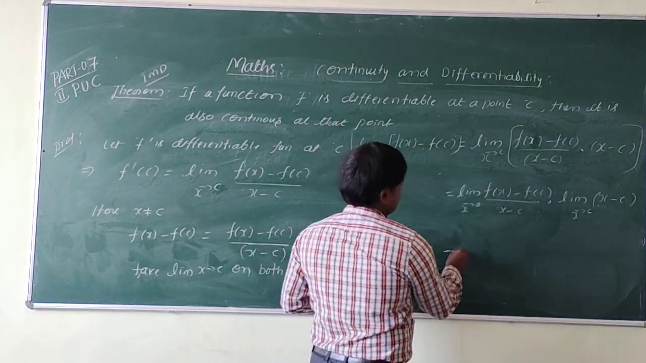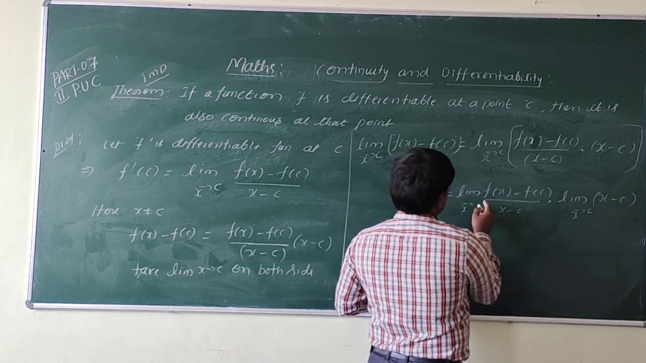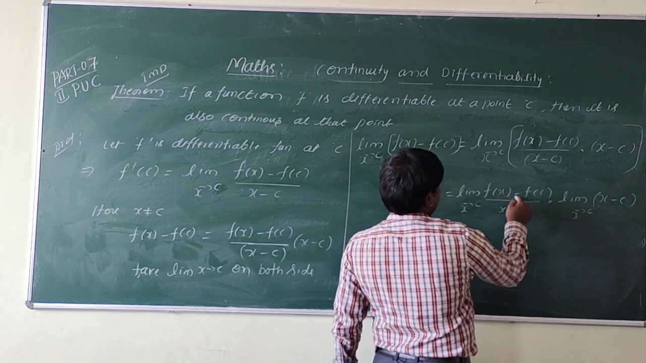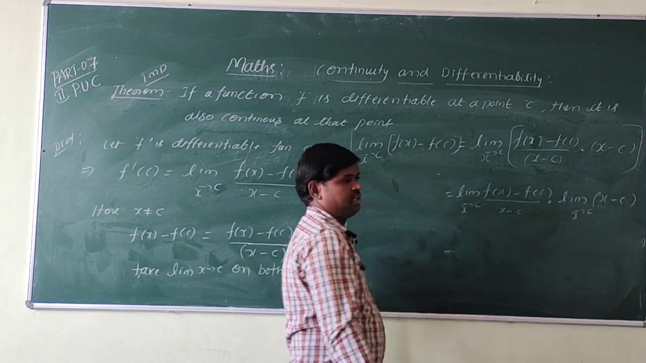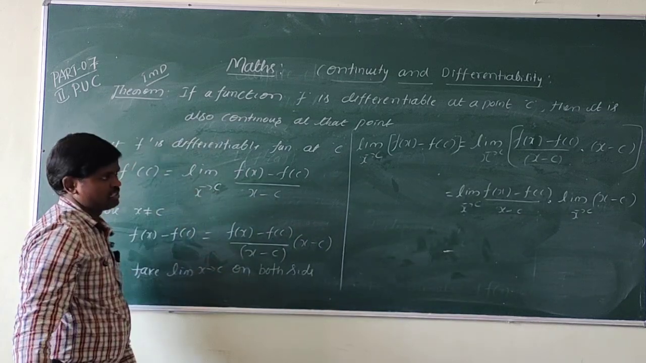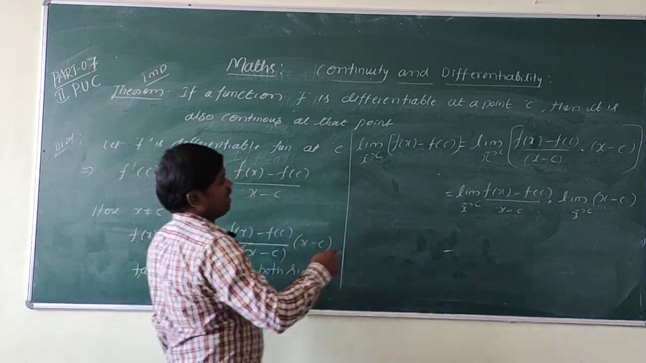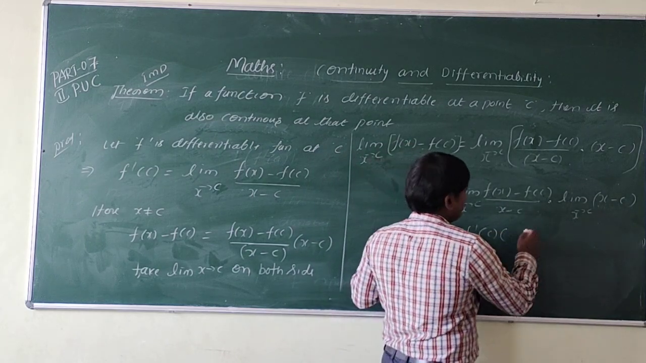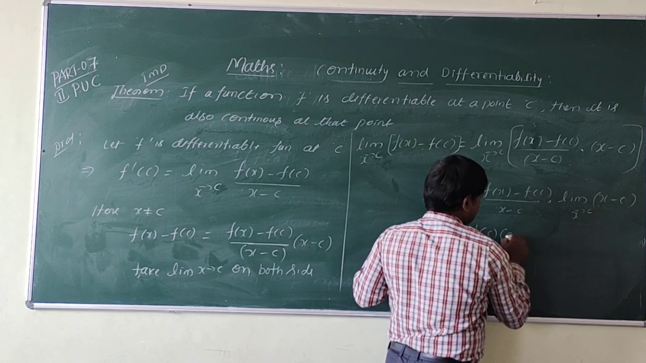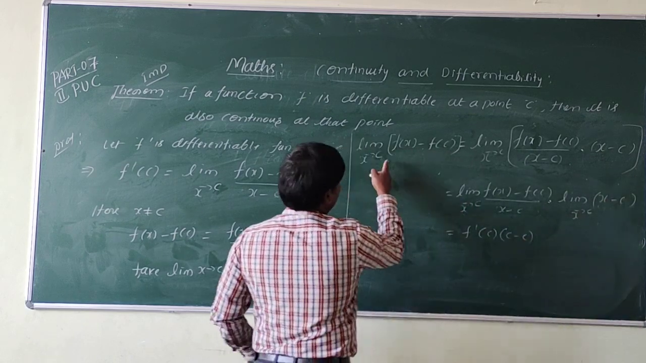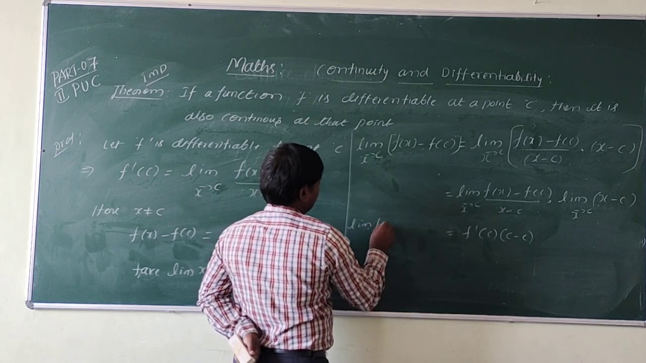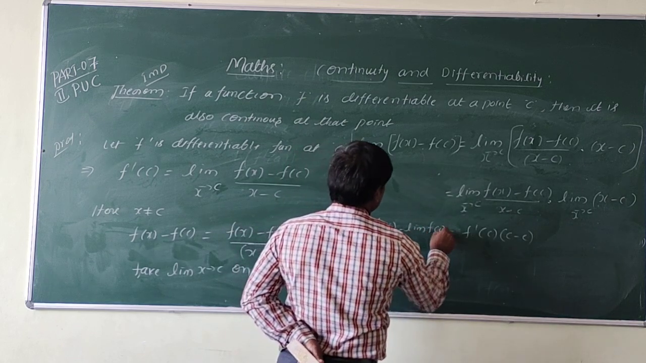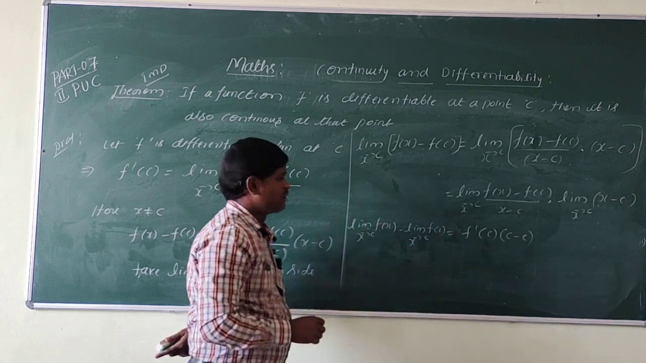So x tends to c. Already you know that the limit of f of x minus f of c divided by x minus c as x tends to c is nothing but f dash of c. So I am writing here f dash of c, into, so apply the limit, x minus c. Here also I am taking the limit: the limit of f of x as x tends to c minus the limit of f of c as x tends to c.